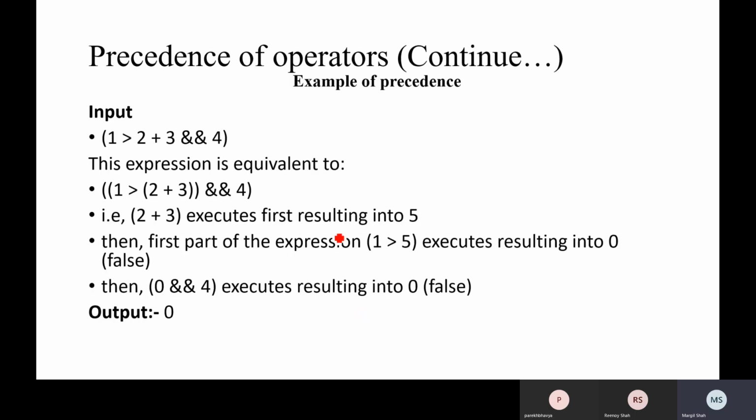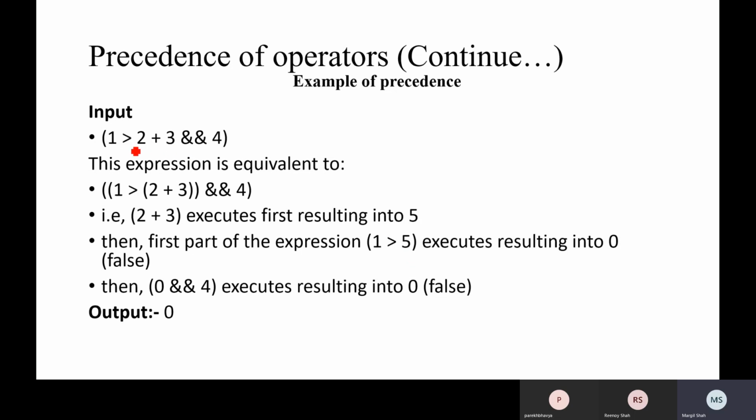So here the input is 1 is greater than 2 plus 3 and 4. Of course, what we have seen, arithmetic is first, then relational. Do we have any arithmetic operator over here? Yes, plus is there. So 2 plus 3 will be done first. So this expression is equivalent to 1 is greater than 5 and 4, since 2 plus 3 is 5.